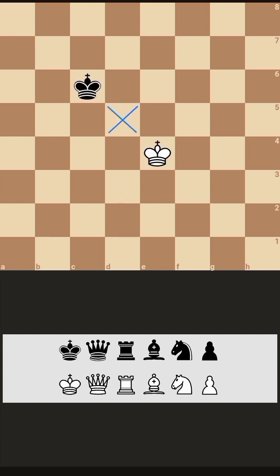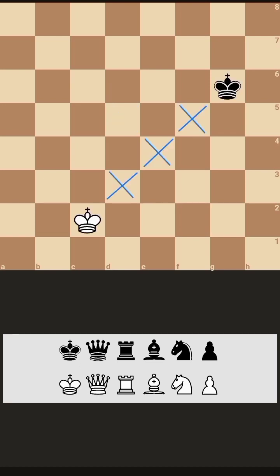This position shows the immediate diagonal opposition. This position shows the distant diagonal opposition.